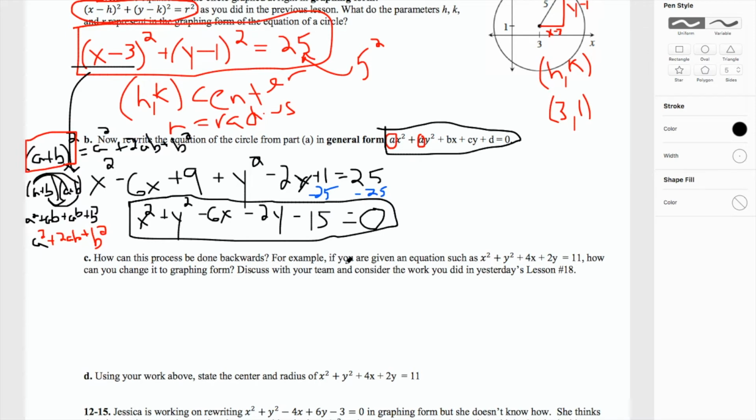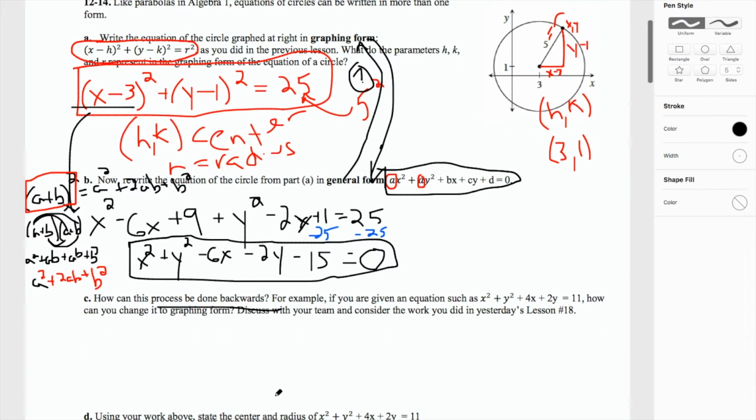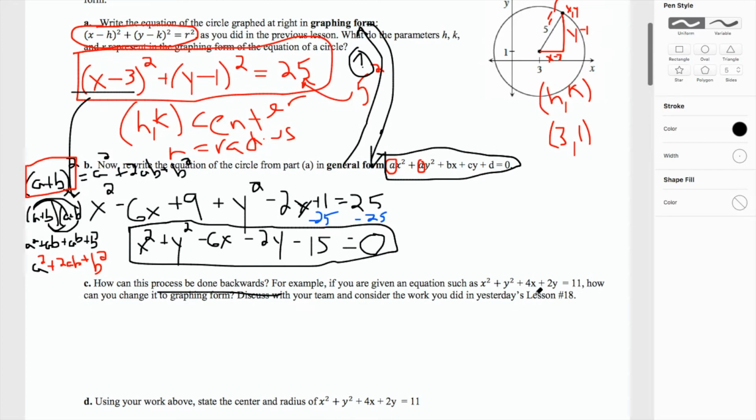Okay, so then here we get into this idea of completing the square. The last one we went from graphing form to general form. Part C is going to say, how can we do the opposite? How can we go from general form to graphing form? Do you remember doing that yesterday? So how can the process be done backwards? For example, if you're given an equation such as this one, how can you change to graphing form? Discuss with your team and consider the work you did yesterday in lesson number 18.